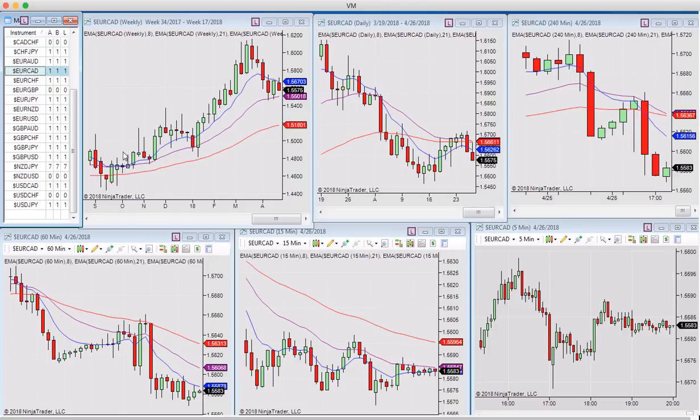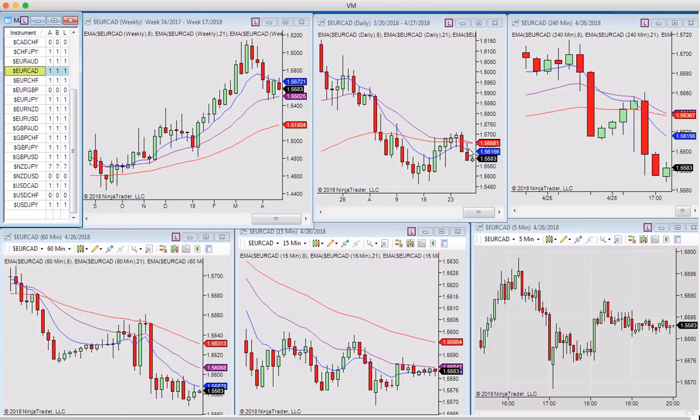And we have a strongly trending market on the weekly, up. We have it trending down on the daily, down on the 60. No, that's enough for me to not be interested in that market anymore.